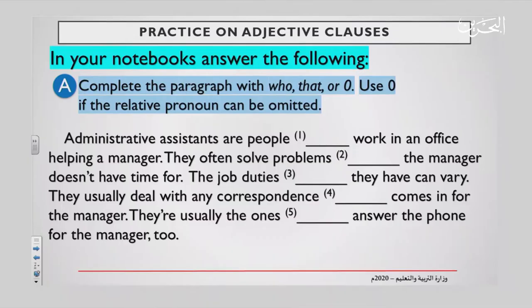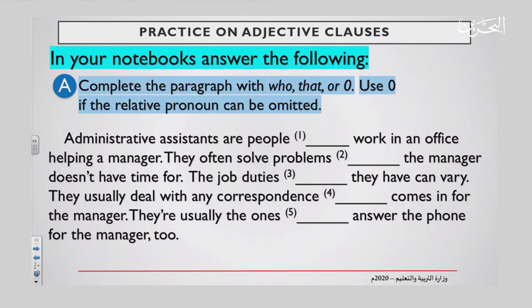Administrative assistants are people work in an office helping a manager. They often solve problems the manager doesn't have time for. The job duties they have can vary. They usually deal with any correspondence comes in for the manager. They're usually the ones answer the phone for the manager too.